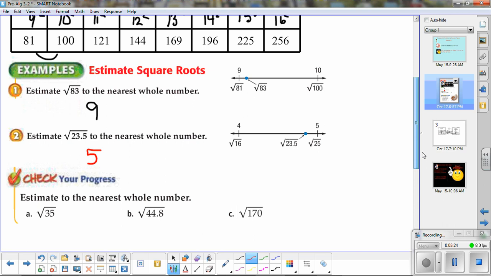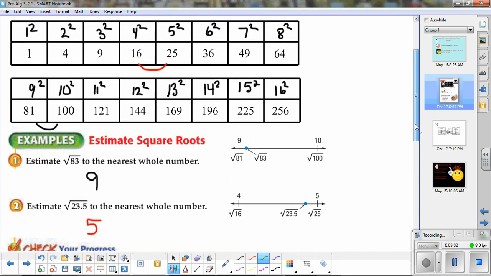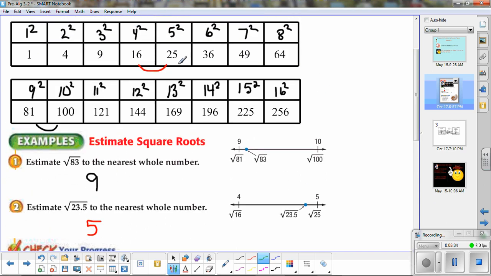All right, why don't you go ahead and try these next three on your own. 35 is going to be between 25 and 36, but closer to 36, and the square root of 36 is 6.